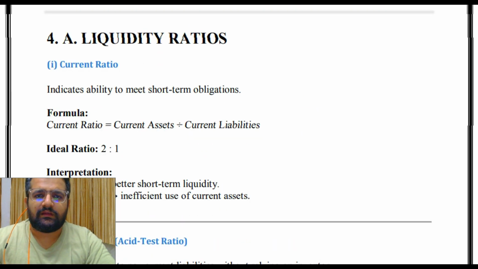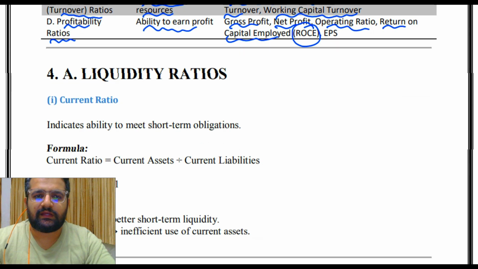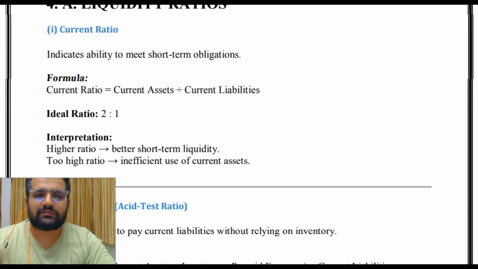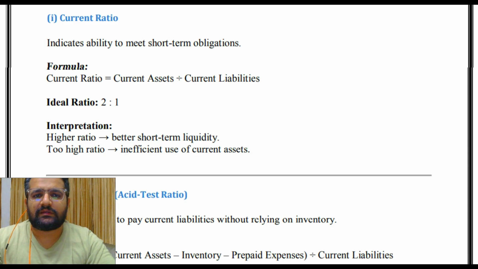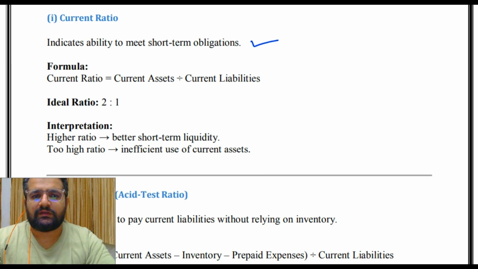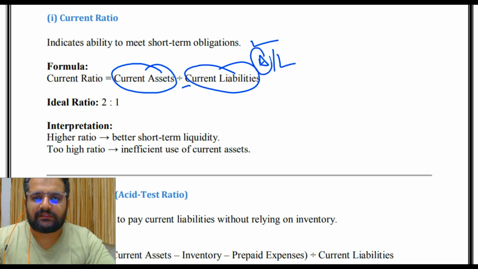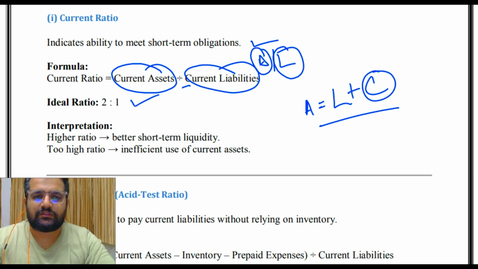Now A, liquidity ratios. We saw ABCD here, so we'll take that in sequence. So first is A, liquidity ratios. Current ratio indicates ability to meet short-term obligations. The formula for current ratio is current assets divided by current liabilities. Okay, A upon L, current assets upon current liabilities. You must be aware of the Gooden formula as well, which we have done in the previous chapters and which was there in the previous year question as well. What was it? We memorized it with Sandeep Bhaiya: ALC, Sandeep Ulan, that is asset is equal to liability plus capital. Very important.